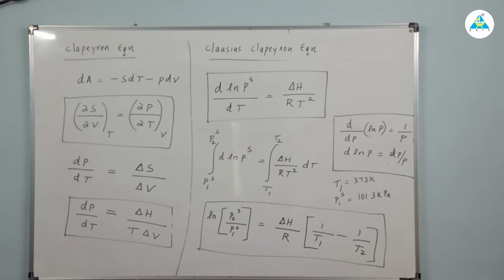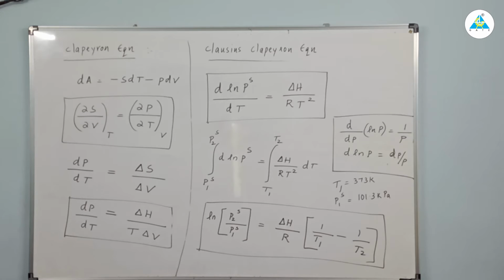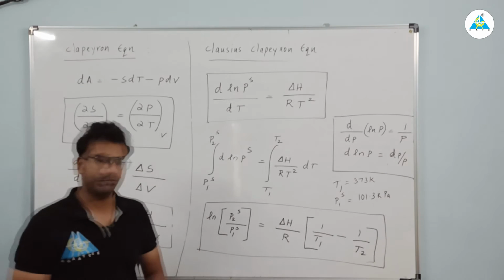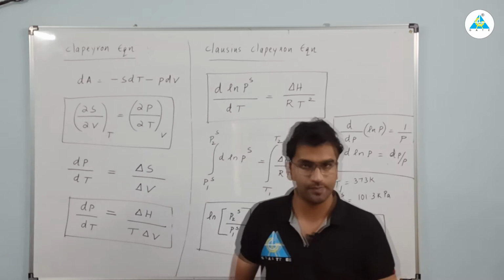So this is the case for Clausius-Clapeyron and Clapeyron. We will do some problems. Before that, we need to discuss one or two more laws. I hope you understood. In GATE, so far, questions have come only based on these two equations, Clapeyron and Clausius-Clapeyron.